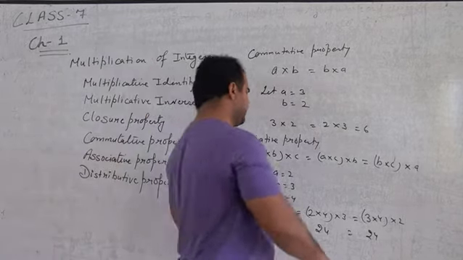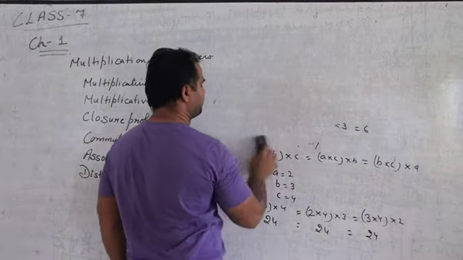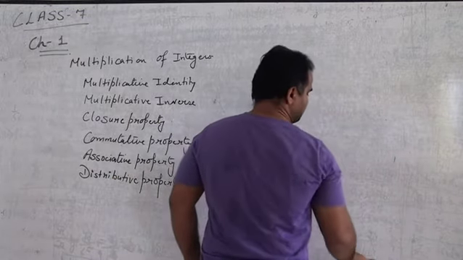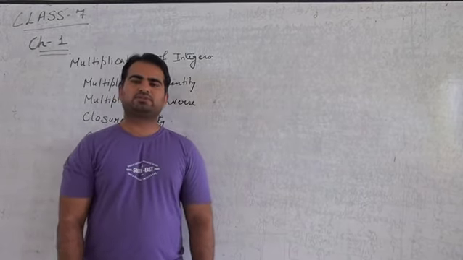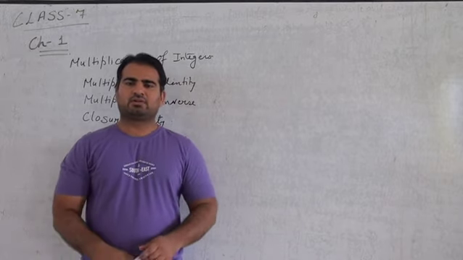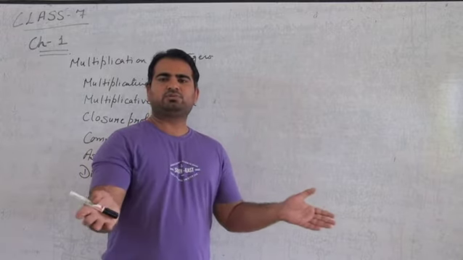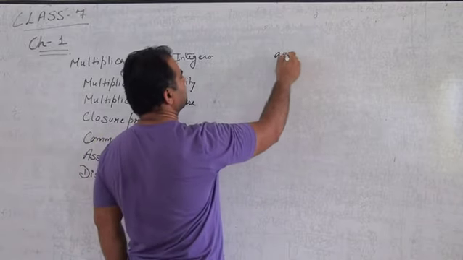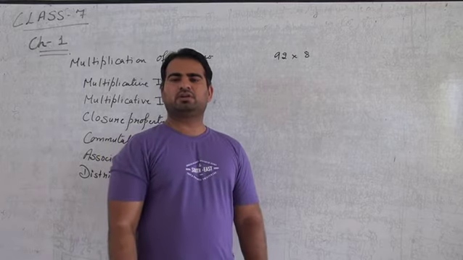Next is the distributive property. What is the distributive property? Multiplying two integers can be hectic; it is a long method. But if we break one of them into two parts, then we can easily multiply them. Like, what is 92 into 8?